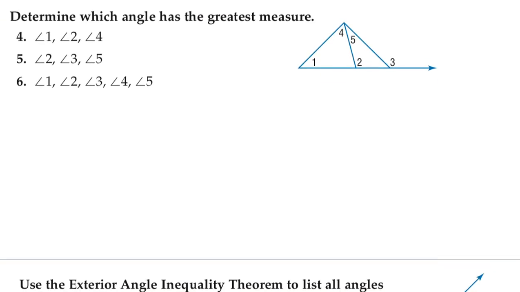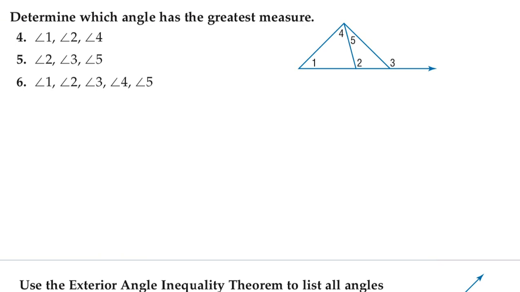Perfect. Okay, which angle is the greatest? So this is where we're going to use that exterior angle inequality. So remember, here we would have the measure of angle 1 plus the measure of angle 4 in this triangle right here, open up to the exterior angle, which is equal to the measure of angle 2. So I know the measure of angle 2 is bigger than the measure of angle 1. I also know the measure of angle 2 is bigger than the measure of angle 4.